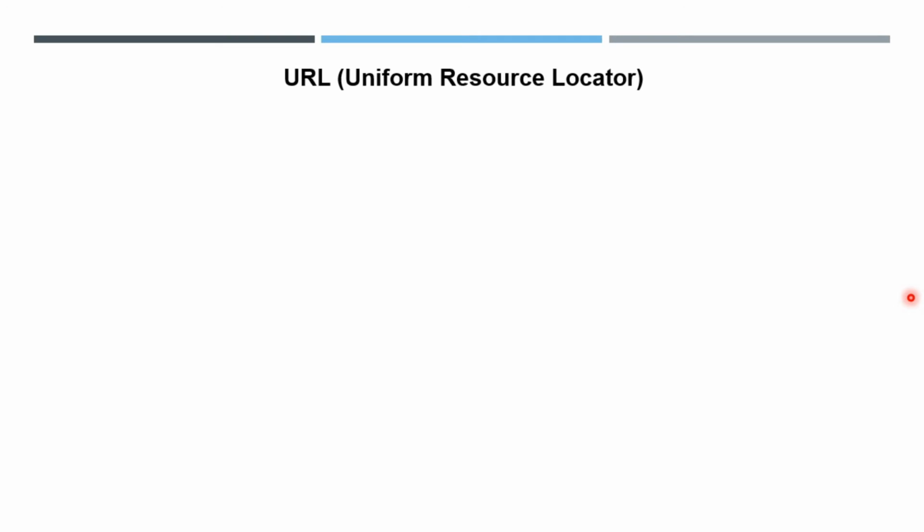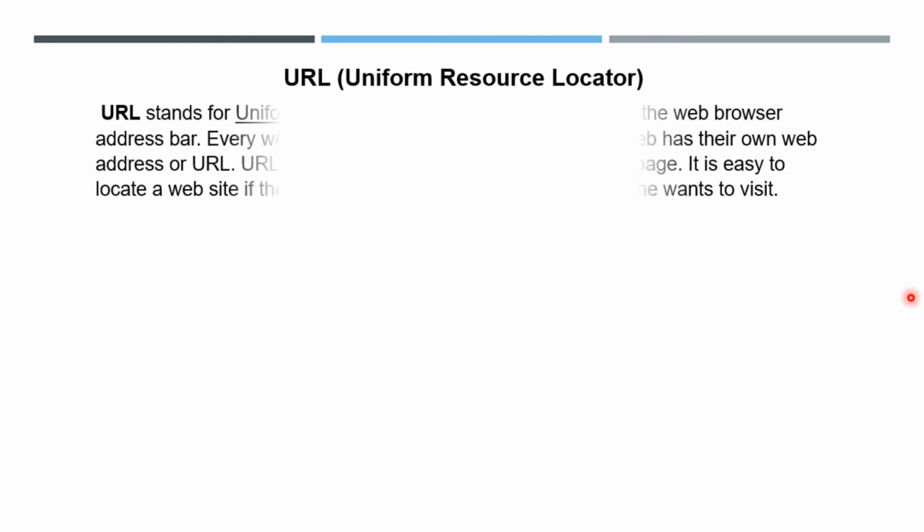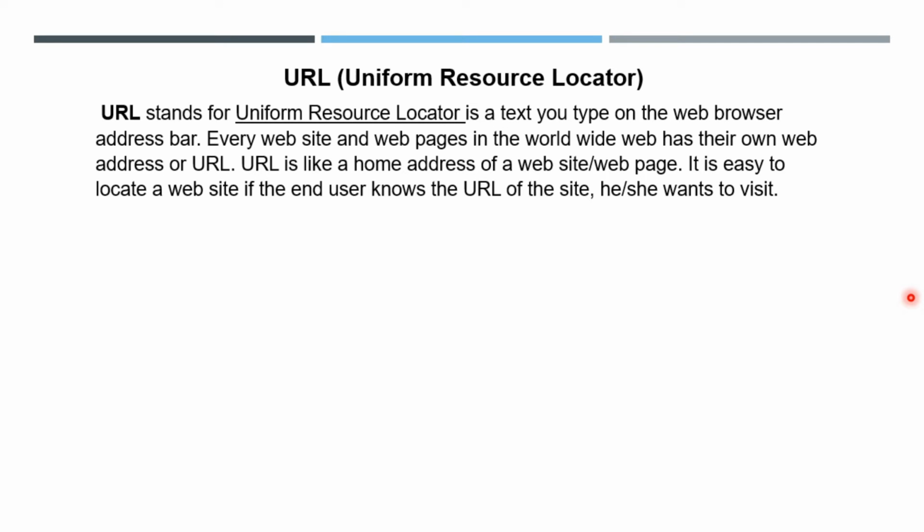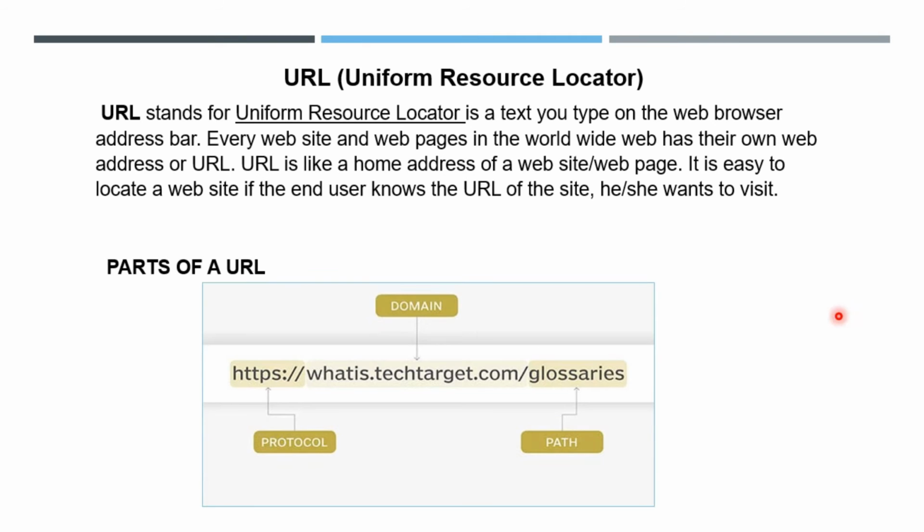So what is a URL, or Uniform Resource Locator? It is a text you type on the web browser address bar. Every website and web page in the World Wide Web has its own web address, or URL. It is like a home address of a web page or website. It is easy to locate a website if the end user knows the URL. So here are parts of a URL.